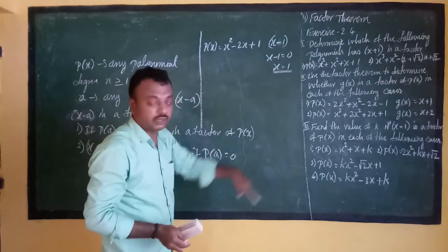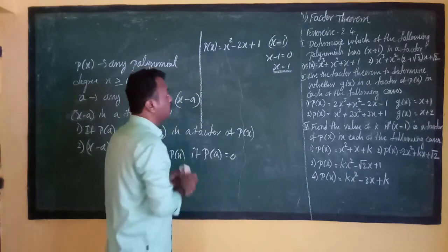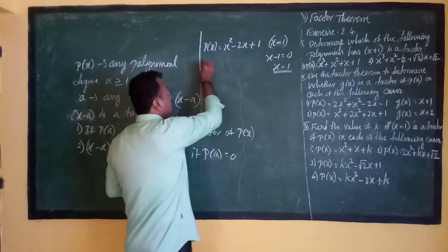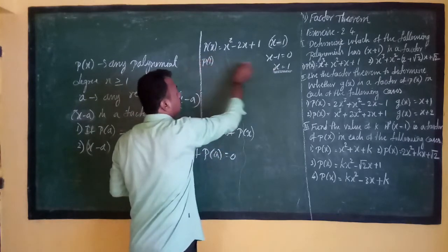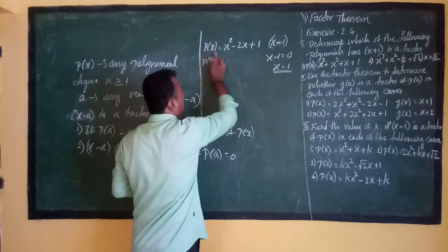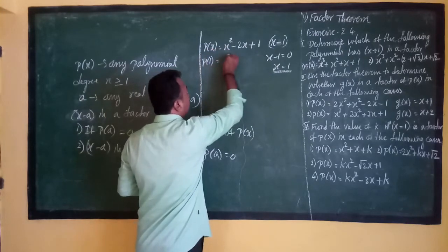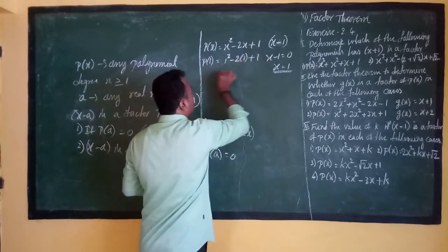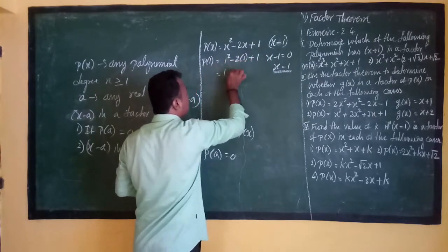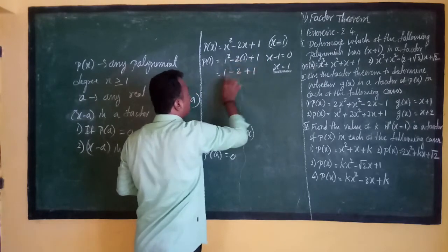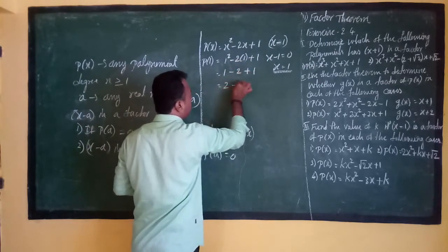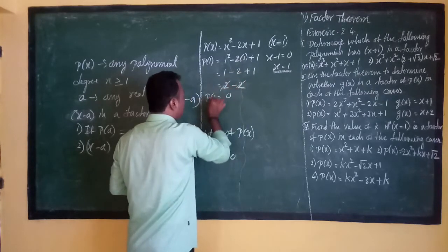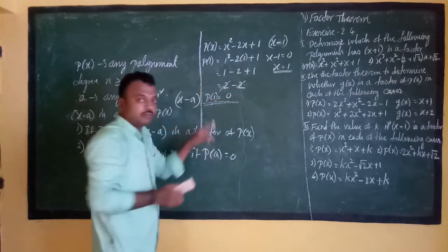Minus 1, if it goes to the RHS, it becomes plus 1. This value we have to substitute in p of x. Okay students? Yes, p of 1, this value I will substitute here. P of 1 is equal to 1 square minus 2 into 1 plus 1. 1 square means 1, minus 2 ones are 2, plus 1. So plus 2 minus 2 get cancelled, remaining 0. So therefore p of 1 becomes 0.